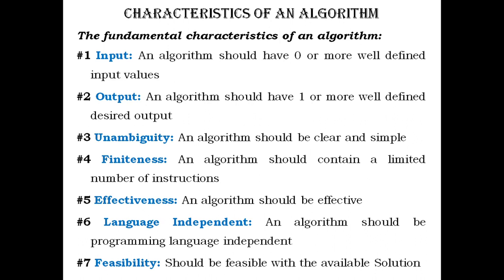An algorithm should be clear and simple. Fourth one, finiteness. An algorithm should contain a limited number of instructions. Fifth one, effectiveness. An algorithm should always be in effective mode. Sixth one, language independent. An algorithm should be programming language independent. Seventh one, feasibility. It should be feasible with the available solution.